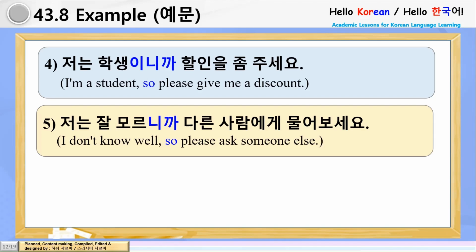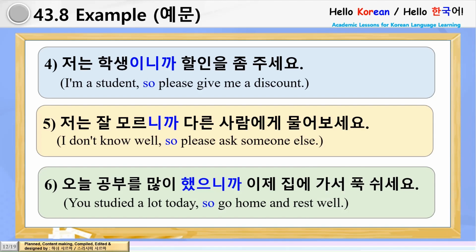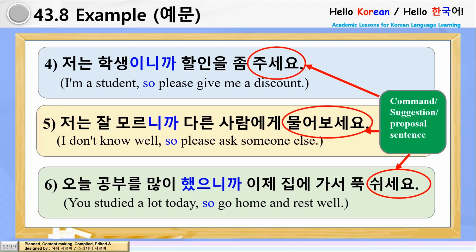Number 6, onal kumbural mani hessanika ije chube khaso phuk shuseyo. Now see the nikka in the center of the sentence and check the endings. Number 4, chuseyo, please give. Number 5, muroboseyo, please ask. Number 6, shuseyo, please take rest.